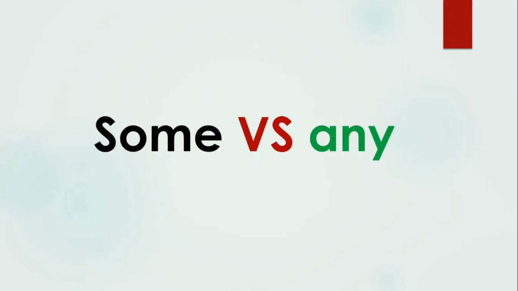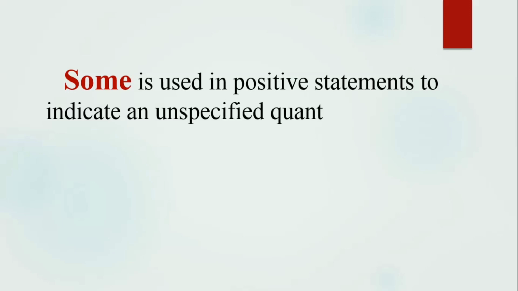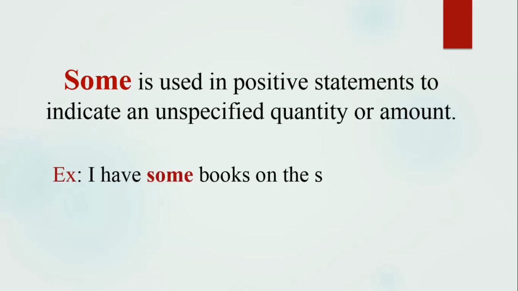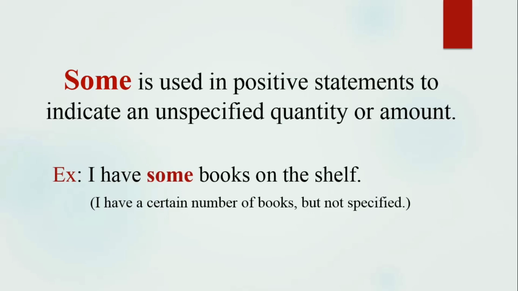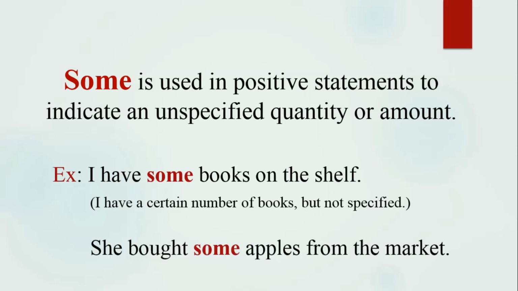In today's lesson we are going to study some versus any. Some is used in positive statements to indicate an unspecified quantity or amount. For example, I have some books on the shelf. This sentence means I have a certain number of books but not specified. The next example, she bought some apples from the market.